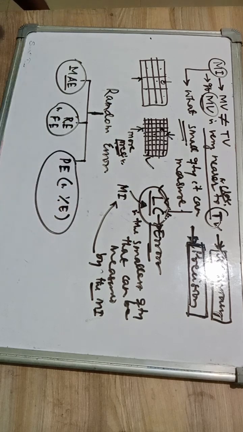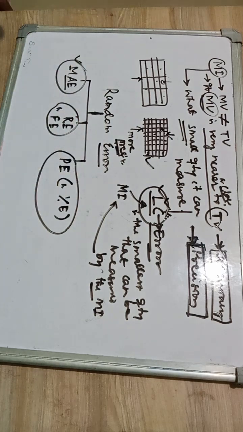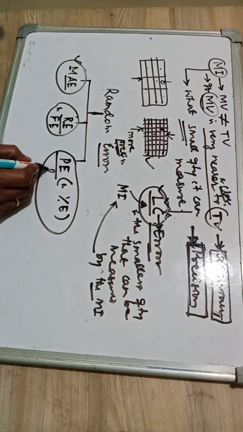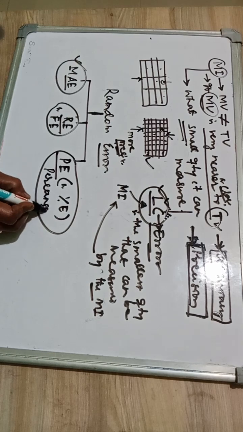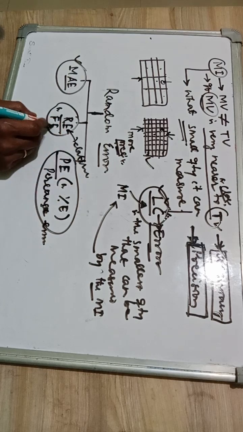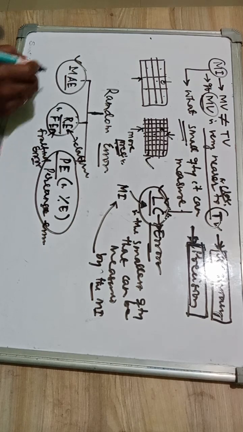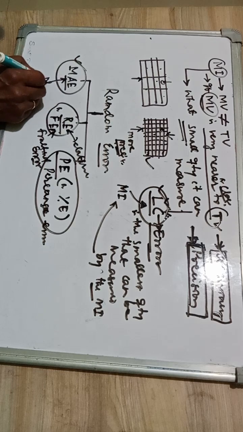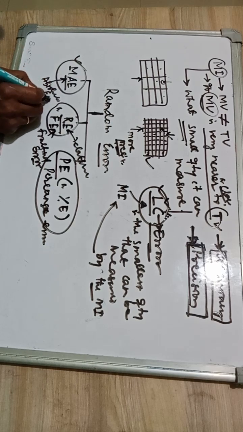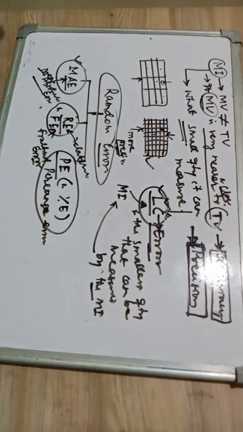We'll calculate how we can get this mean absolute error, relative error and percentage error. This is percentage error. This is relative or fractional error. This is absolute error, mean absolute error. In three different ways we can express a random error.